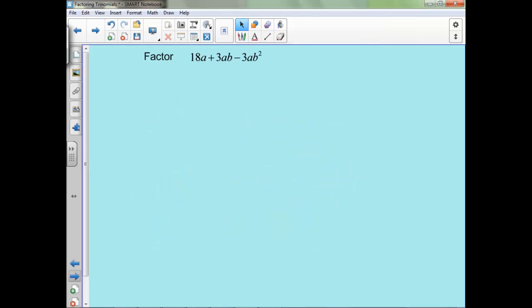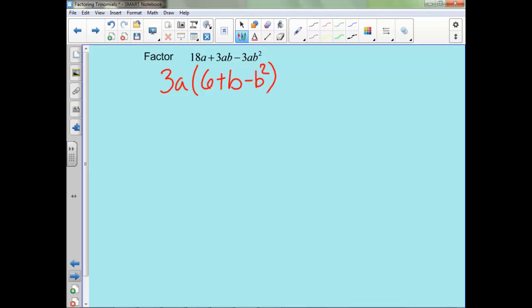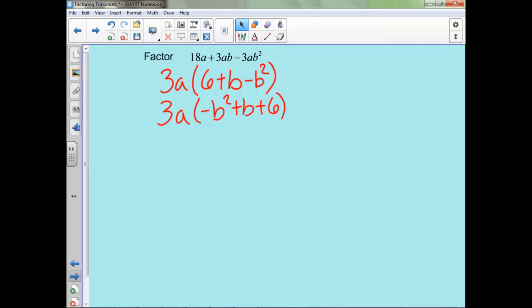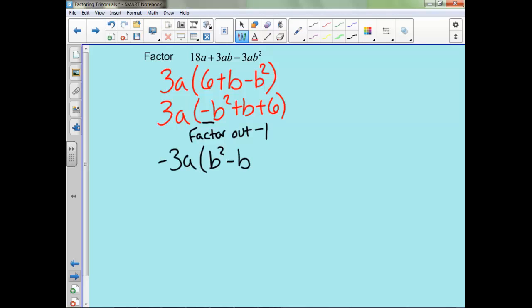Alright, this one. It looks a little more complicated, but notice there's a common factor that all three terms have, and you do always want to check for that common GCF first. So they all have a 3a that we can factor out. So we're left with 6 plus b minus b squared. Now that looks more manageable, but let's reorder it. And we don't really want this leading term to have a negative, so let's factor out a negative 1. So after negative 3a, and now that's just going to change the signs of everything inside.